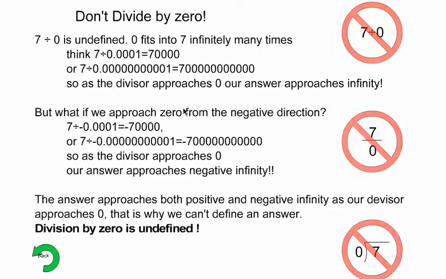But what if we approach 0 from the negative direction? 7 divided by negative 0.0001, by negative one ten-thousandth, we get negative 70,000. Or 7 divided by negative 0.00000001, we get a huge negative number. So as the divisor approaches 0 from the negative end, our answer approaches negative infinity. The answer approaches both positive and negative infinity as our divisor approaches 0. That's why we can't define the answer. That's why it's undefined. Stay tuned for part 2.